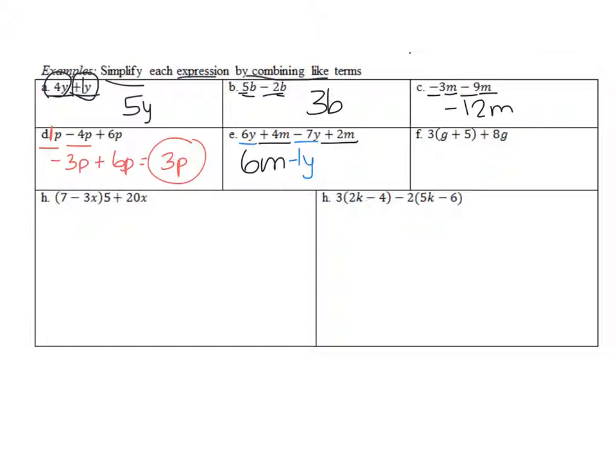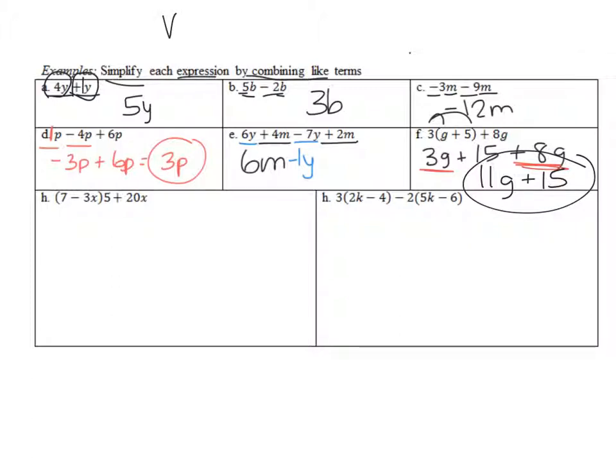Letter F, we're going to distribute, so it's going to be 3g plus 15 plus 8g. So now we can combine our g's. We have 3g's and 8g's. That's going to be 11g's plus 15. You always write your variables first, then your constants. And you go in alphabetical order. That's why I wrote M before Y.